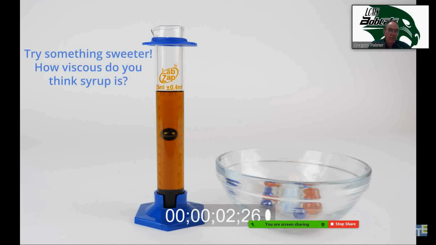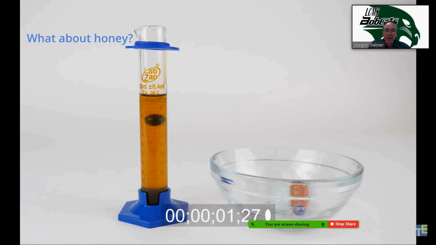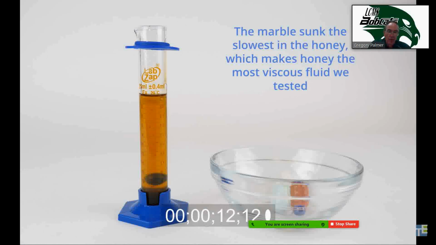The syrup is very viscous. You can see how slowly the marble is settling to the bottom. And then finally, the honey. Look at the viscosity of the honey. It sinks very, very slowly.